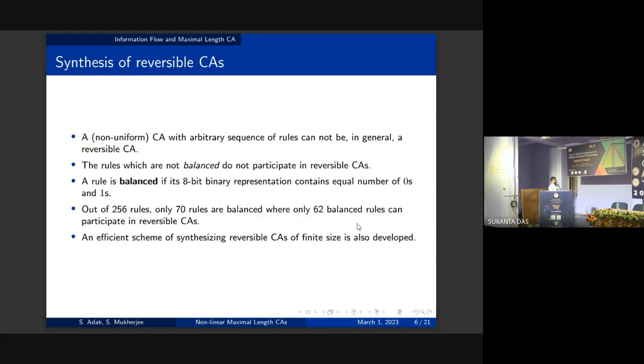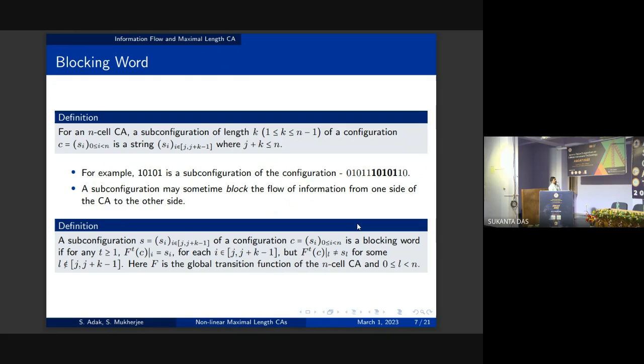Now the second method we applied in the maximal length CA is the blocking word. In cellular automata, if there is a change in one particular cell, that effect propagates to the other cells. That means there is information flow in the next step from this particular cell. If this information is blocked at some position, say there are cells 0 to n and at a particular position k the information is blocked, that means at every next step the value is always 1 or always 0. So we can block this particular cell. When some sequential cells are blocked, we call that the blocking word in this particular CA.